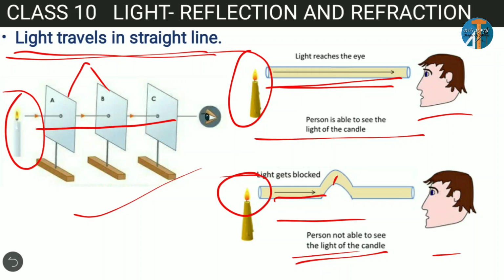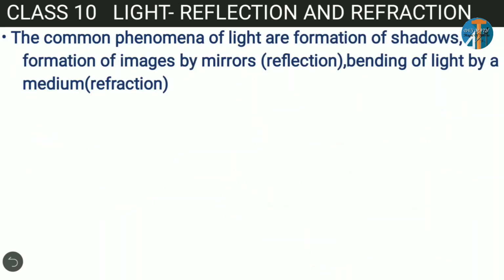This is also one of the basic concepts. If we move on to the next one, in this lesson particularly, the common phenomena of light: common phenomena of light means formation of shadows.